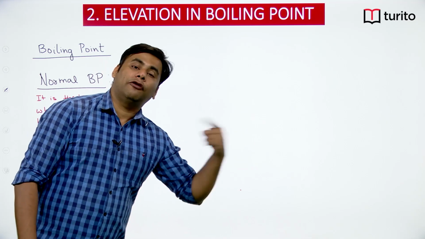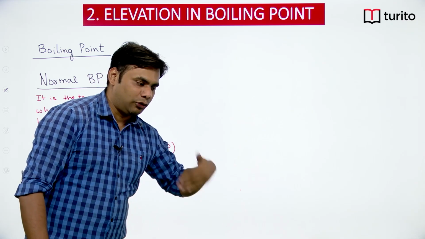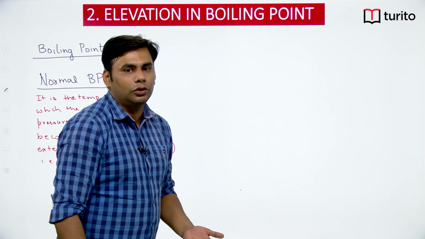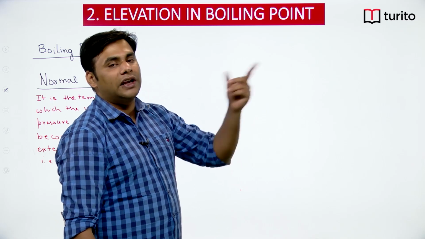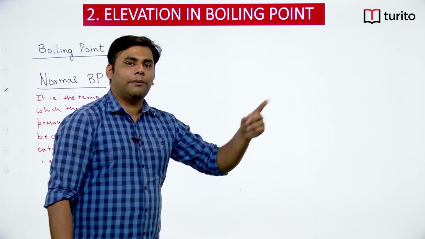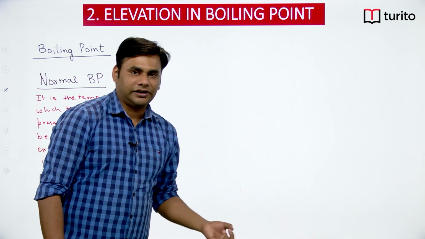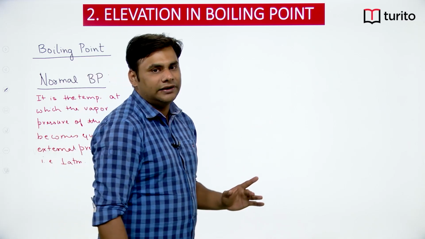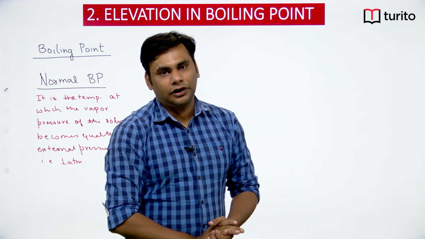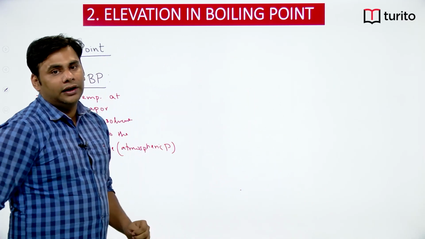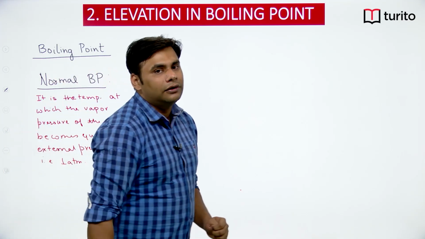If we add more and more of non-volatile solute, the vapor pressure of the solution will keep on decreasing because more and more number of solute particles are there. So the number of solute particles at the surface of the solution would keep on increasing. So the number of particles escaping out from the solution into the vapor phase would also decrease because the number of solvent particles on the surface is decreasing, as a result of which the vapor pressure would decrease. So we have to heat even more so that the vapor pressure becomes equal to the atmospheric pressure. So this elevation in boiling point is dependent upon the number of solute particles added. So that's why it is also a colligative property.